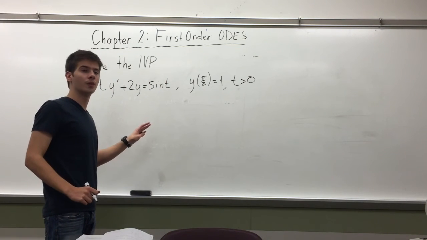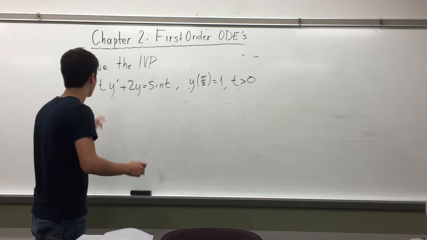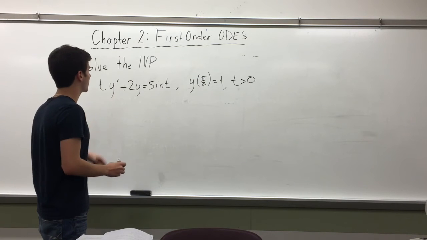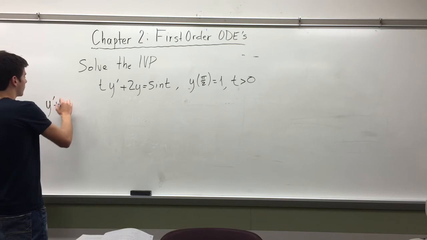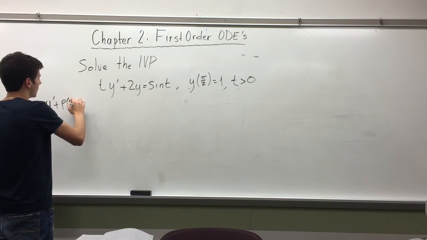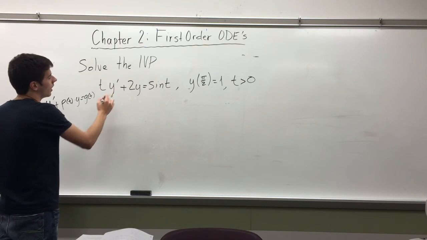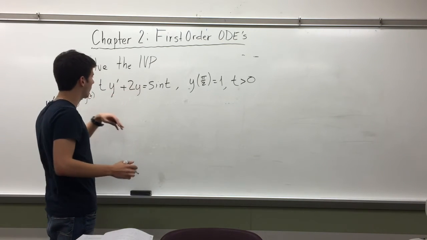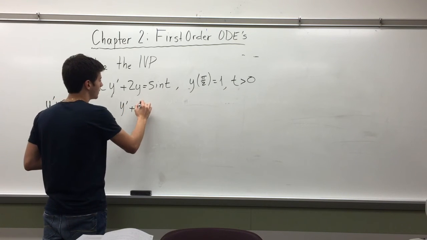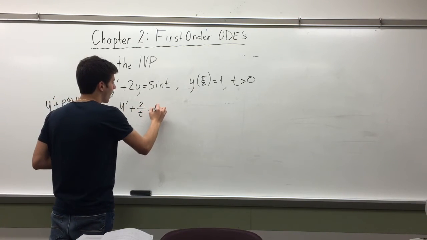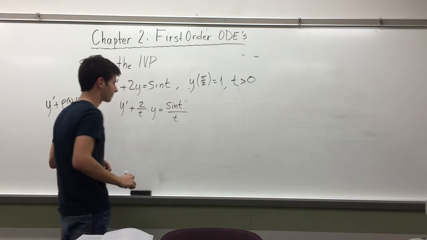The first thing we do is put this ODE into its proper form. Remember that the proper form of the ODE is y prime plus p of t times y equals g of t. So we need the coefficient of y prime to be 1, so we're going to divide everything by t. We're going to have y prime plus 2 over t times y equals sine of t over t.